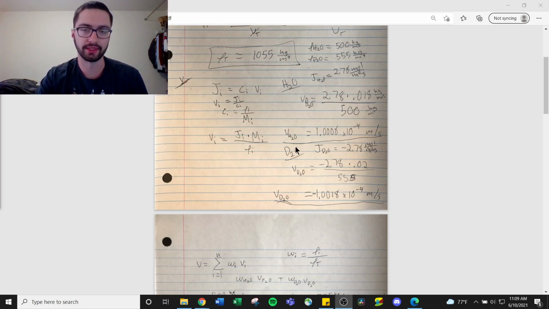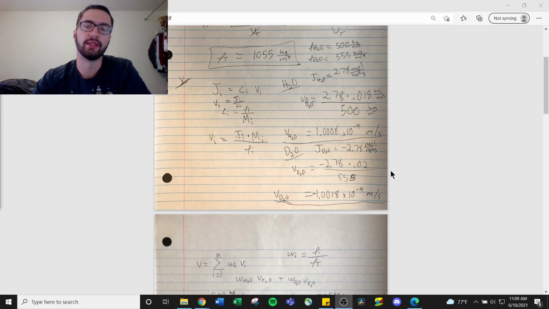Then you use the same equation for D2O, just with the numbers for that component. Since D2O is diffusing to the left, it'll be in the negative direction. So its molar diffusion flux is negative 2.78 multiplied by its molecular weight, which is 0.02 kilograms per mole, over its mass concentration of 555. This number is very nearly the same, but it's negative 1.0018 times 10 to the negative 4th meters per second.